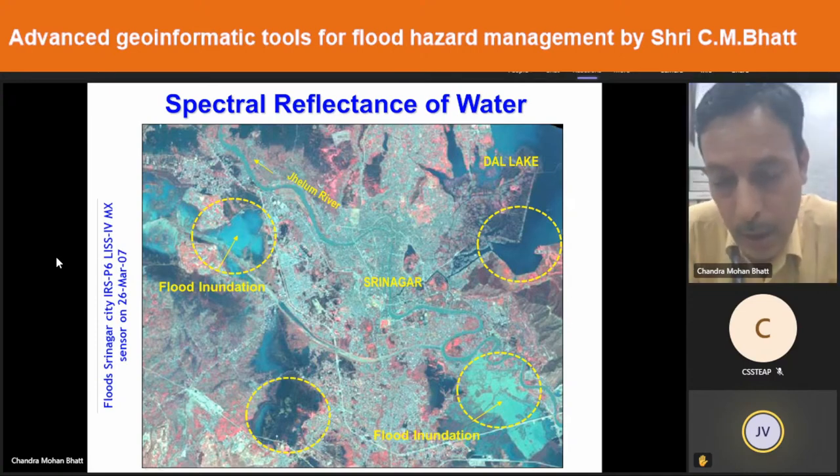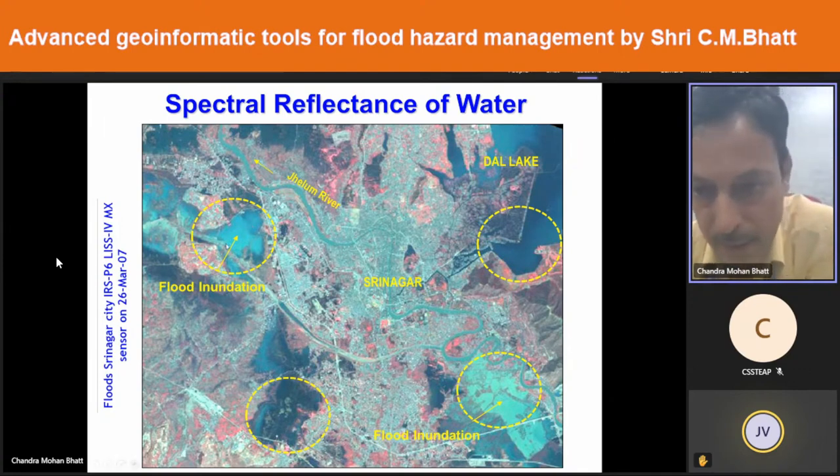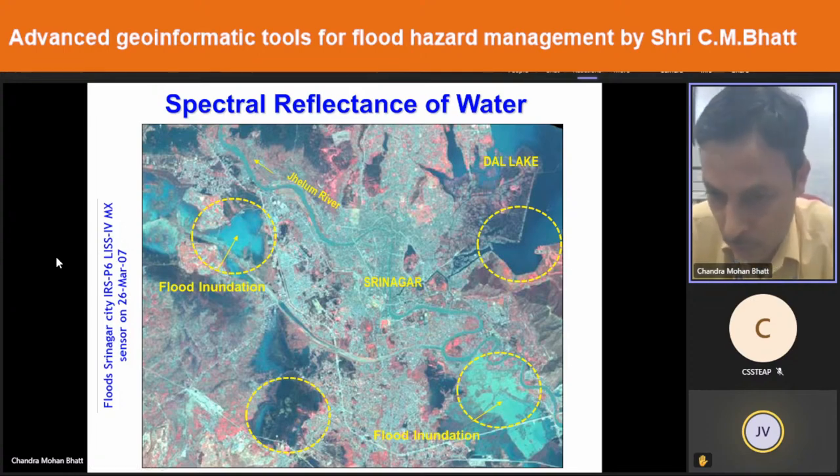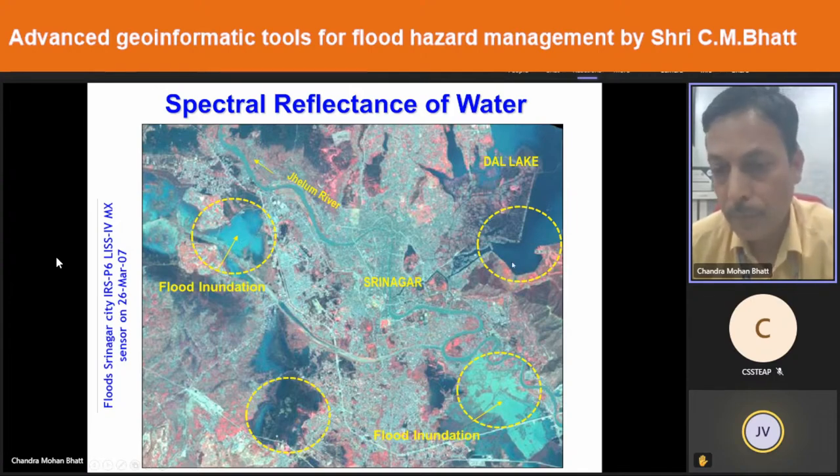Depending upon the type of water, as I said earlier, if it is deep and calm, it will have a different kind of tone. If it is recently flooded, it will have a different kind of tone. If the water is receding, it will have a different kind of tone. And if the water is intermediate, it will have a different kind of tone. So depending upon the type of sediments present in the water, its depth and its turbidity, you can differentiate. Like here, this is the flood which is receding. This is a fresh flood. This is somewhere intermediate, and this is where the water is very calm and deep.